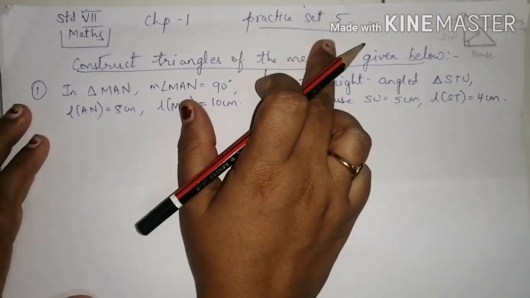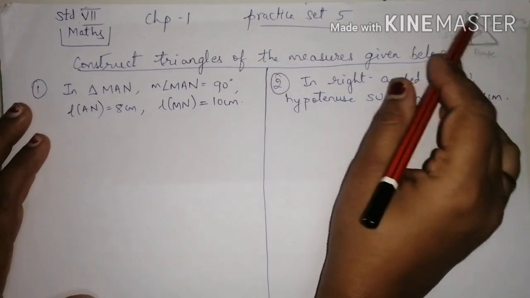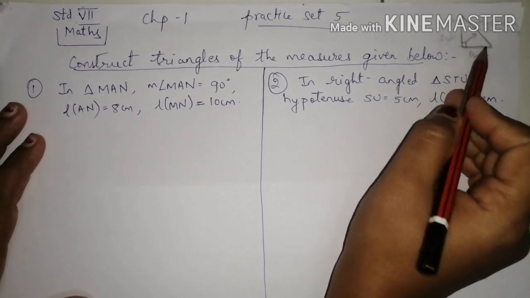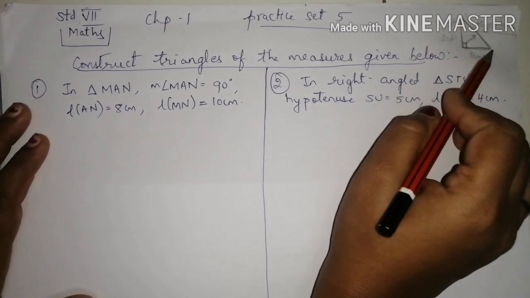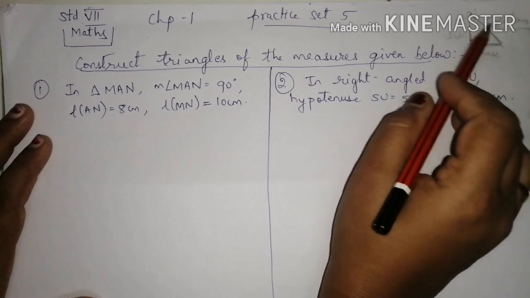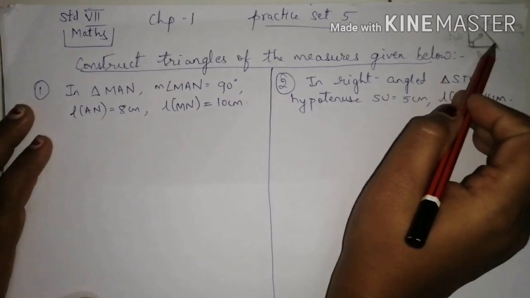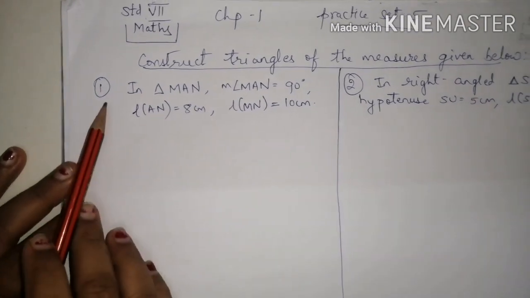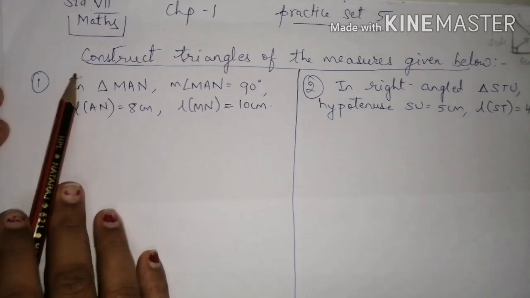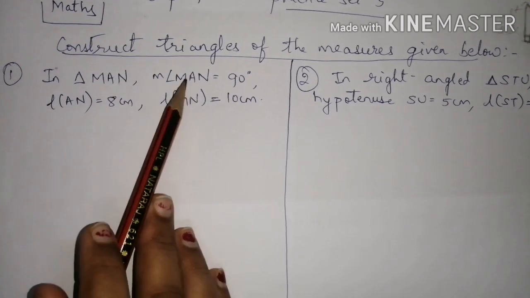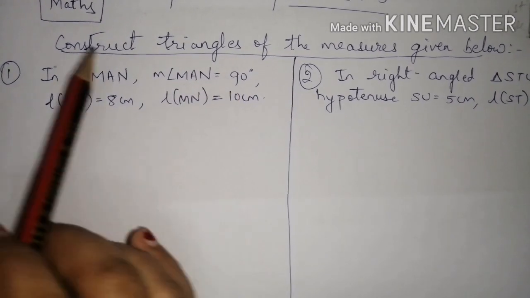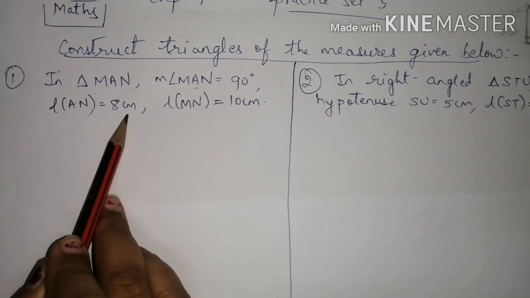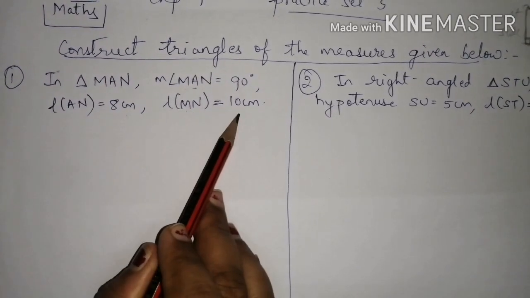In this practice set 5 we have to construct a right angle triangle. In this practice set you will be given a base, an angle, and this side will be given to you. Okay, so let us start with our question number 1. In triangle MAN, measure of angle MAN is 90 degrees, means angle A is 90 degrees. Length of AN is 8 centimeter. Length of MN is 10 centimeter.